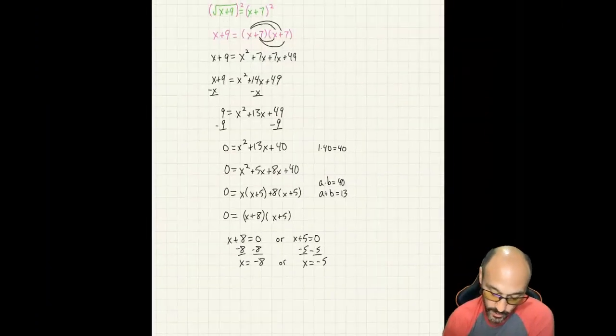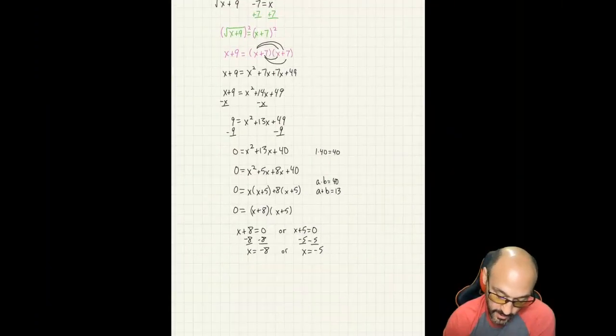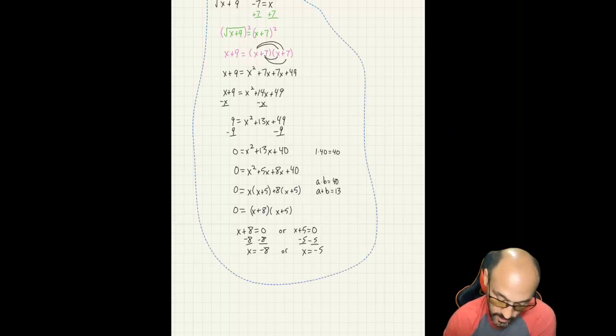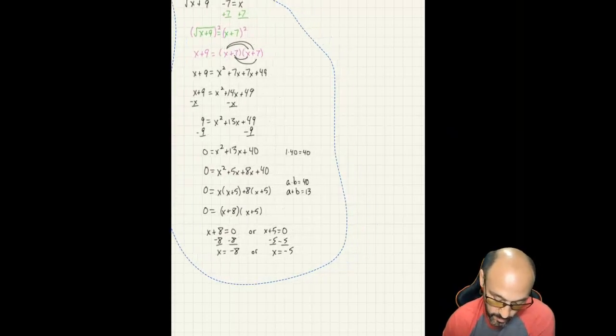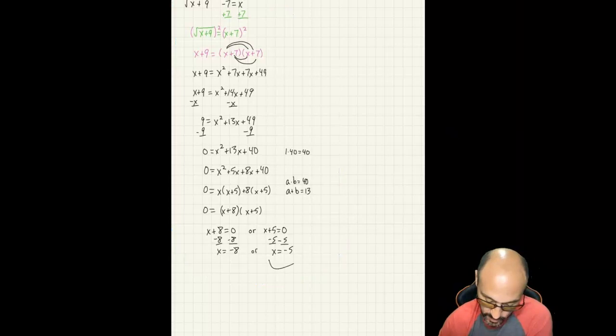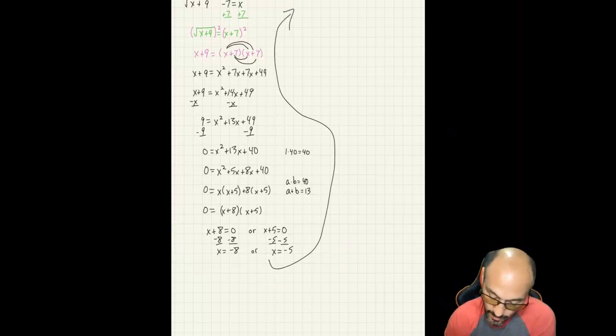And now what we need to do is check them, because one of them might be extraneous. Extraneous means extra, doesn't work. So I'm going to highlight my solutions in red, and let's see, how about also orange? Are those different enough? Yeah, they're different. All right.